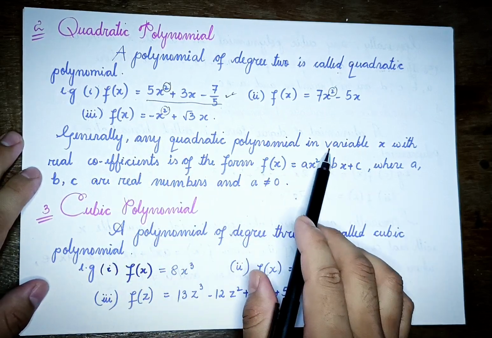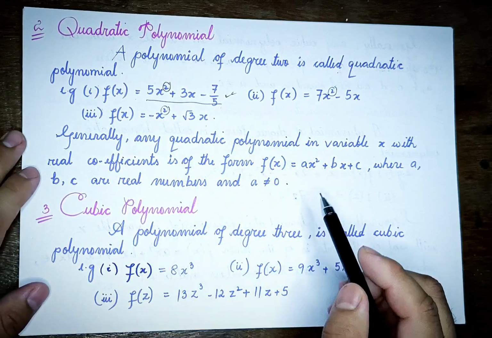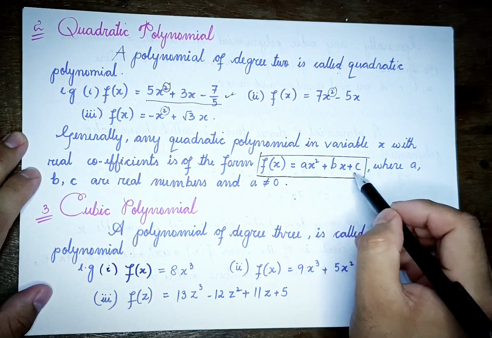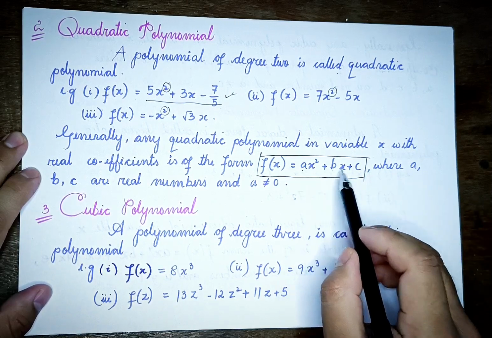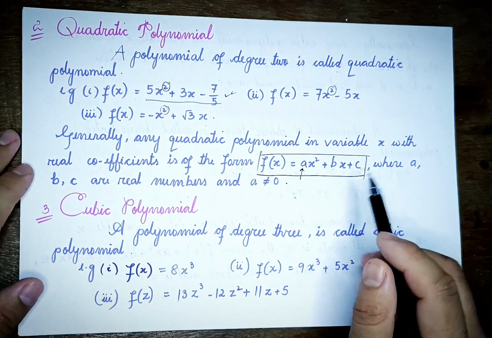Generally, every quadratic polynomial in variable x with real coefficients is of the form f of x is equal to ax squared plus bx plus c, where these a, b, c are real numbers and this a must not be equal to 0.